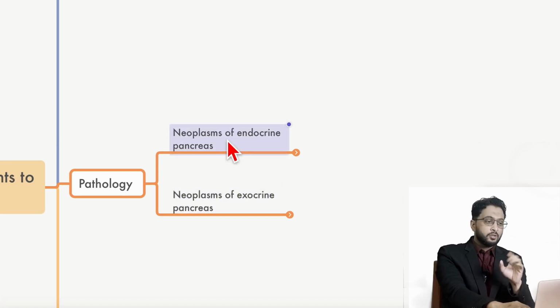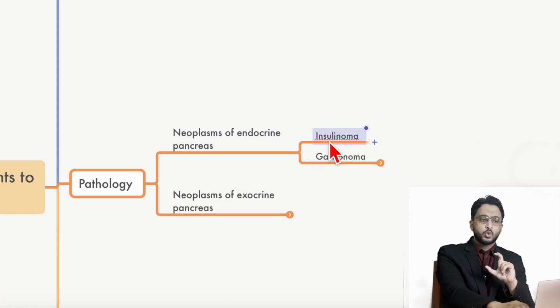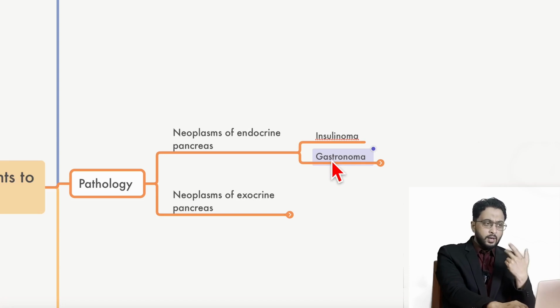I'm not going into discussions of endocrine neoplasm. Just want to say there are two endocrine neoplasms you have to note: insulinoma and gastrinoma. Insulinoma, insulin secreting cells. Gastrinoma, we studied when we studied about the hormones of GIT. I told you that there is gastrin. They are gastrin secreted by the pancreas. So if there's a tumor of that, it's called a gastrinoma.